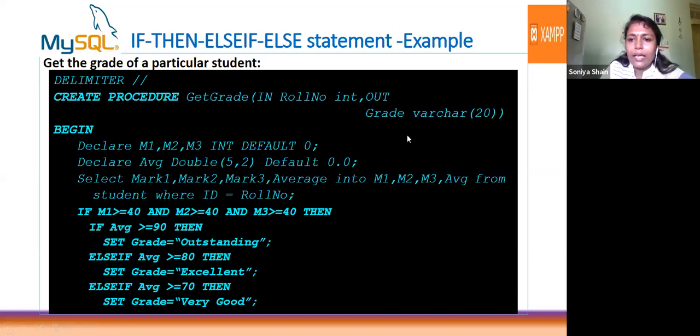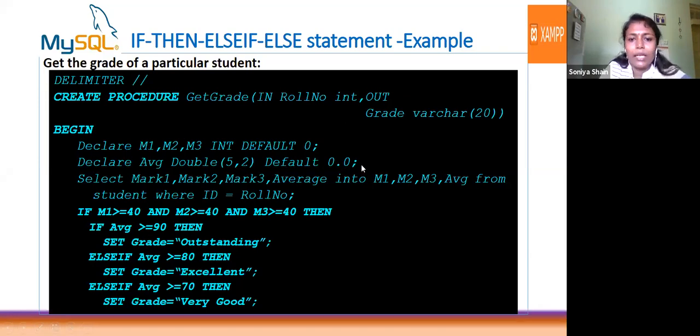Next, the stored procedure. The difference is that instead of result I have to get the grade. It's the same procedure, but instead of result it is grade, and it's a character variable. Then declare M1, M2, M3 with default 0. Then declare additionally the average. Average is double, because when you go for the division, floating point or decimal values will occur. So give it as double, with precision set to 5, 2.